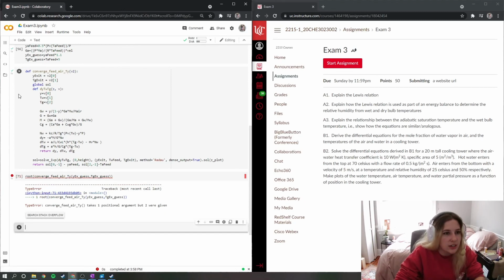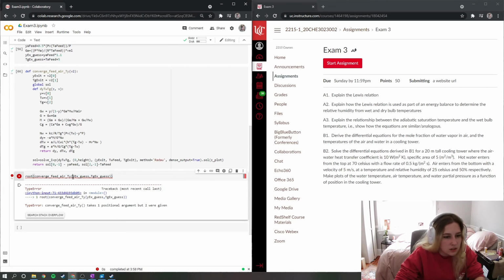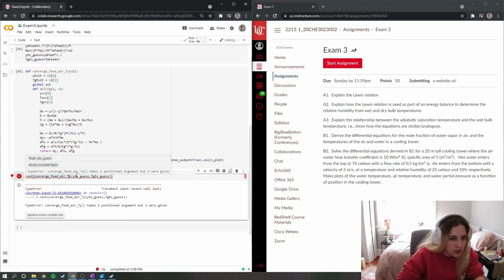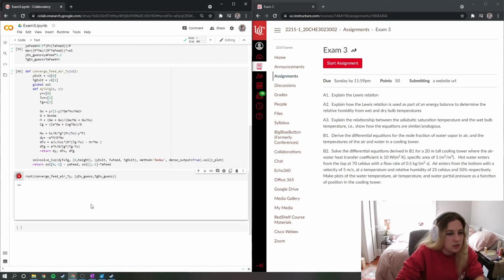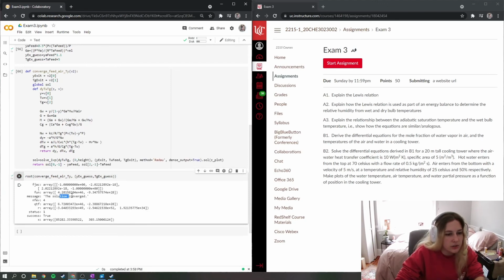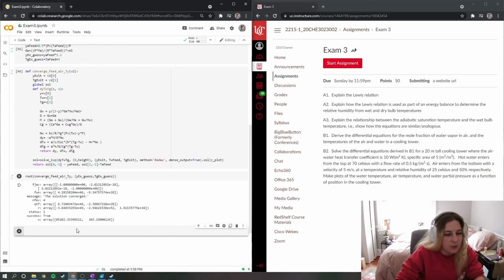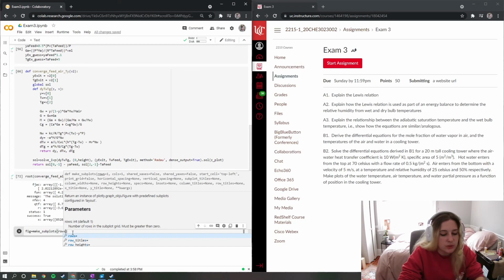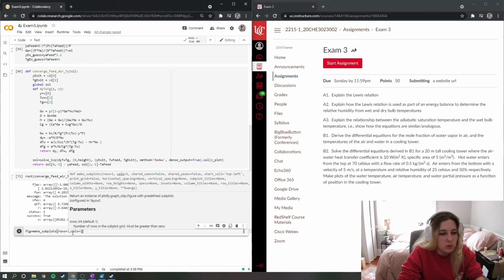So shift enter there. Oh, I forgot a comma. Great, so the solution converged, and now we can start making our plots. So I'm going to set it as fig for figure equals make subplots, and then our rows equals 3 because we have our 3 variables, and then columns equals 1.